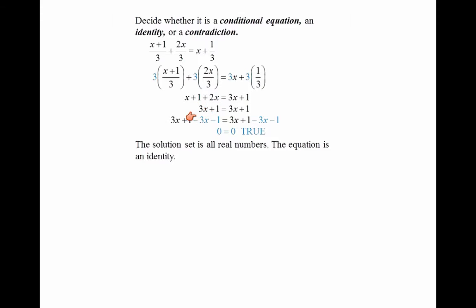So now I have a linear equation to solve for, and once I isolate the variables and combine like terms, I get 0 is equal to 0. That is always true, so that would be an example of identity.